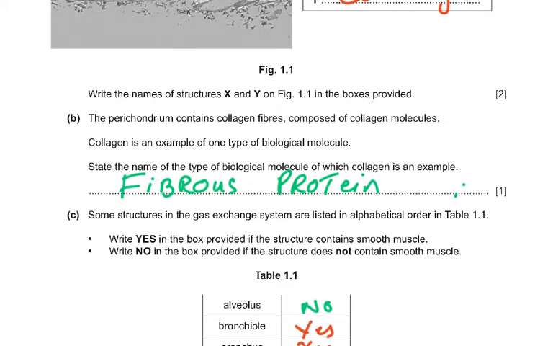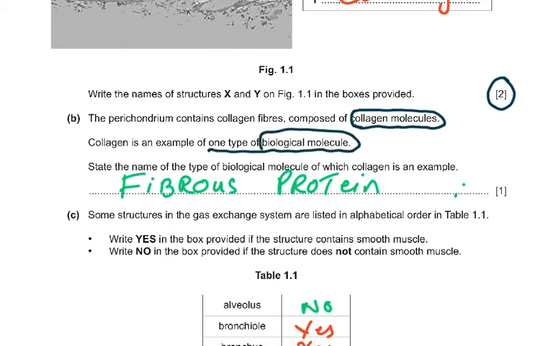So that was for 2 marks. Please always look at the marks. Then the perichondrium contains collagen fibres composed of collagen molecules. Collagen is an example of one type of biological molecule. State the name of the type of biological molecule of which collagen is an example: fibrous protein. You studied this in chapter 2, fibrous proteins and globular proteins. If they had asked about maybe haemoglobin, then it would have been a globular protein. So the two different types of protein you must know are fibrous proteins and globular proteins.